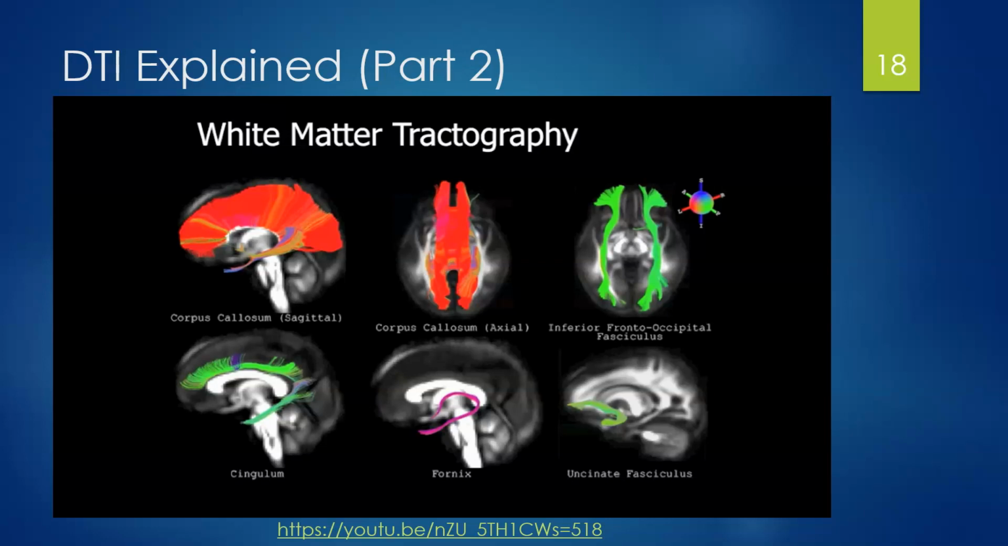The fornix, which is a narrow C-shaped midbrain white matter tract that connects the hypothalamus to the hippocampus. And finally, the uncinate fasciculus, which is a fishhook-shaped tract that connects ventral prefrontal areas to medial temporal lobe regions, including the amygdala.